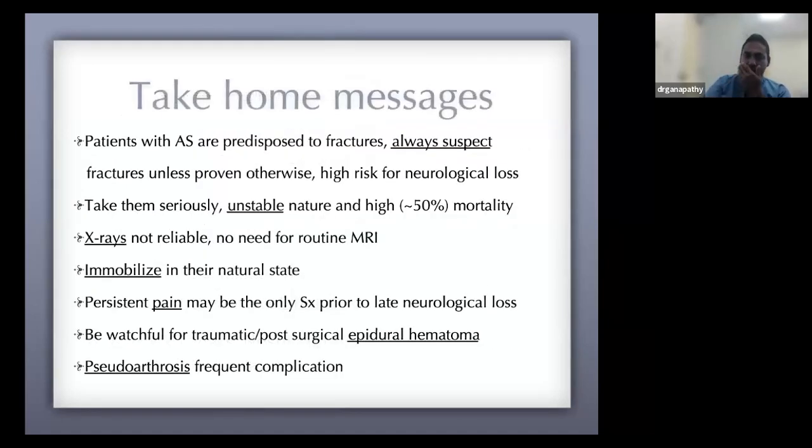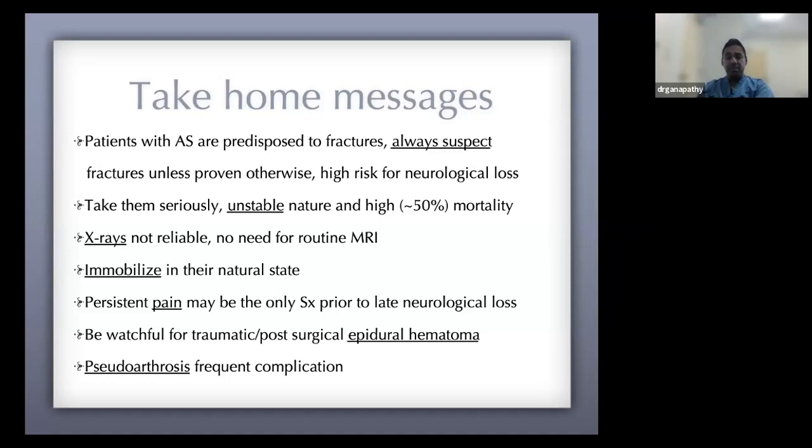So take-home messages are patients with ankylosing spondylitis are predisposed to fracture, so always have a high index of suspicion. Take them seriously. They're inherently unstable with a significant mortality. X-rays are not reliable. You don't need to have a routine MRI, but have that for reasons for either preoperative evaluation to see if you need to do additional decompression, and immobilize in their natural state. I think this is key, and always educate your ER physicians and the paramedic group that serves your emergency room.